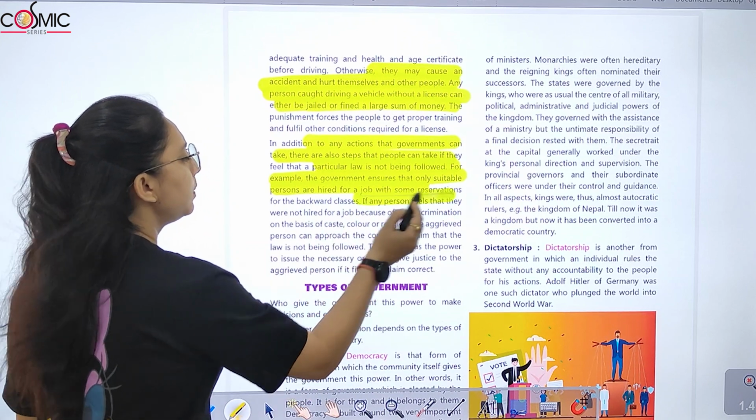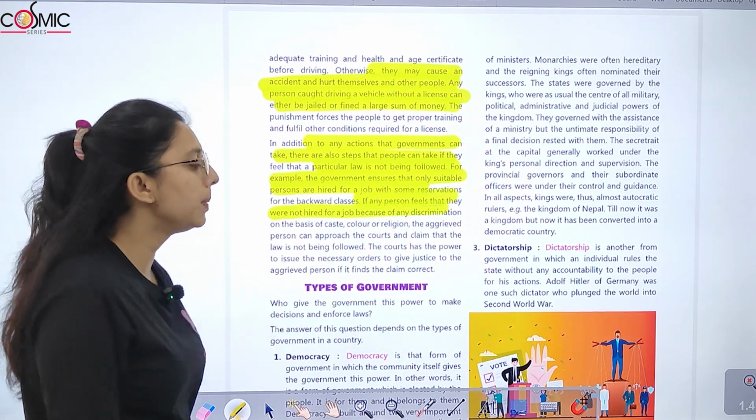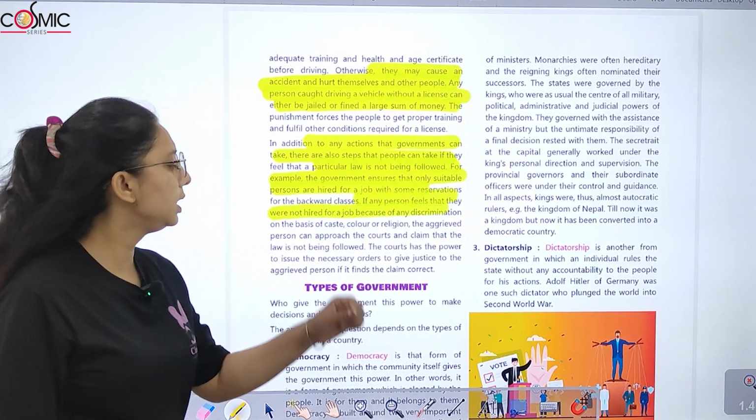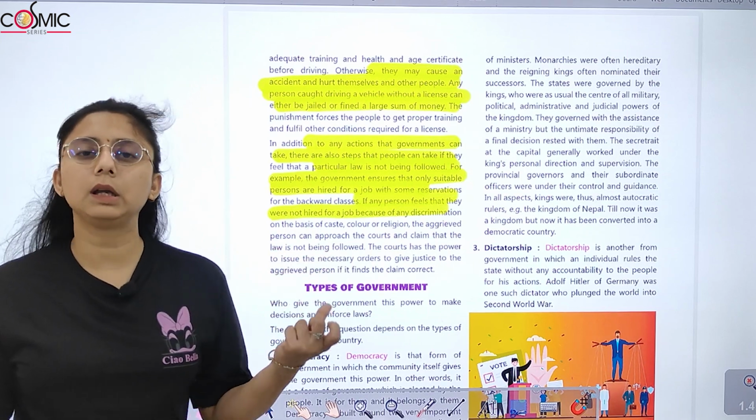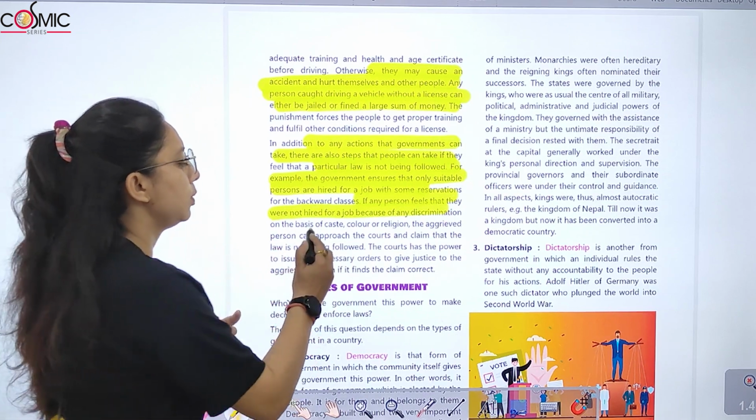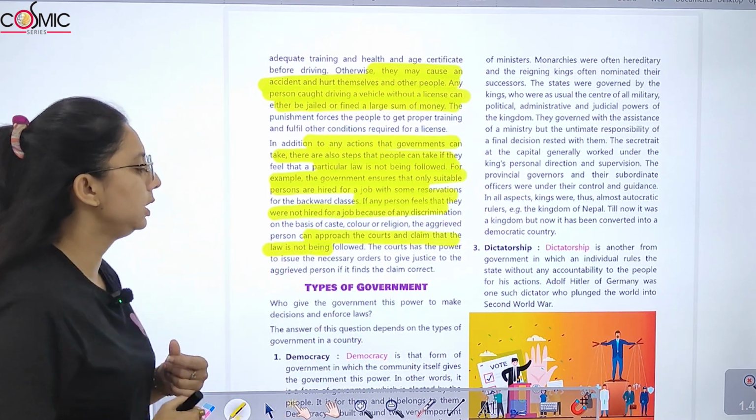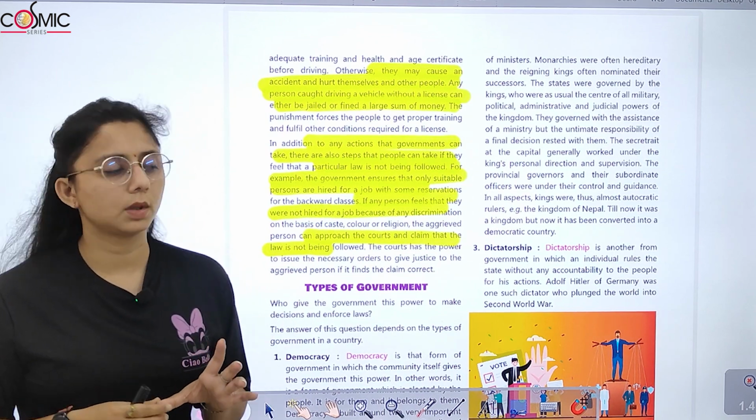So we can say that if any person feels that they were not hired for a job because of any discrimination, on the basis of caste, color, or religion, then what can you do? You can approach the court and claim that the law is not being followed.